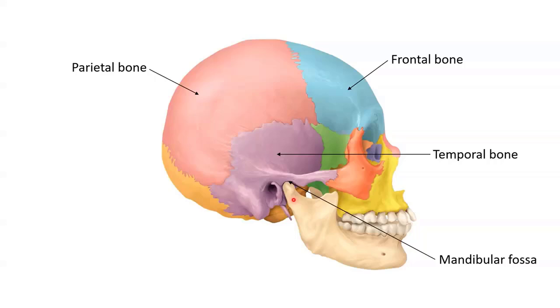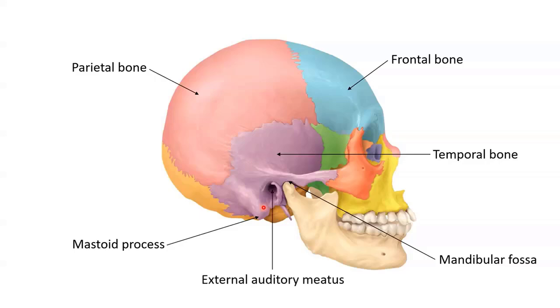Posterior to this joint, but also within the temporal bone, is our mastoid process. This is a rounded projection that you can feel just behind your ear. And that's posterior and inferior to our external auditory or acoustic meatus, which is this opening here, which forms the external auditory canal that goes into your ear.